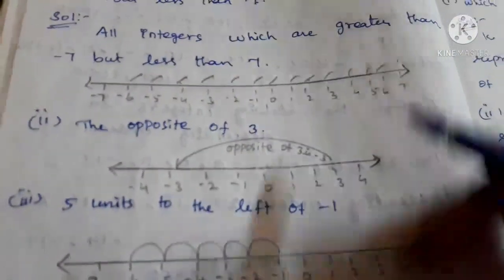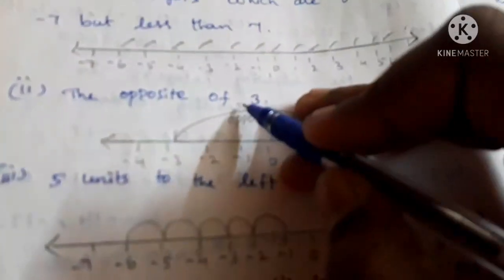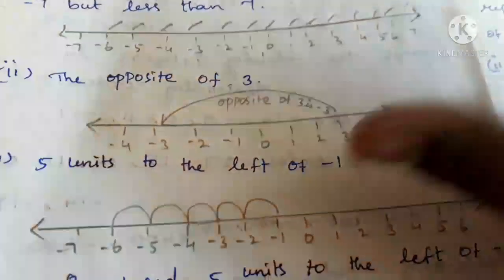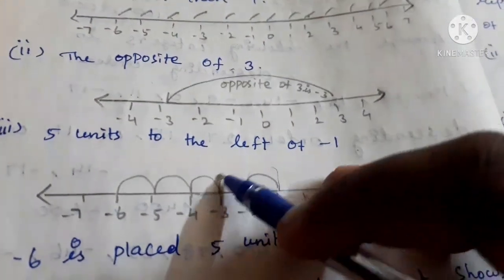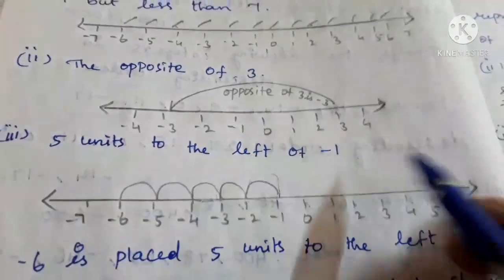The opposite of 3. Opposite means opposite symbol. If there is nothing, it is called plus. So if it is plus, then the opposite is minus 3. 5 units left of minus 1: left 1, 2, 3, 4, 5 units to the left of minus 1 is nothing but minus 6.